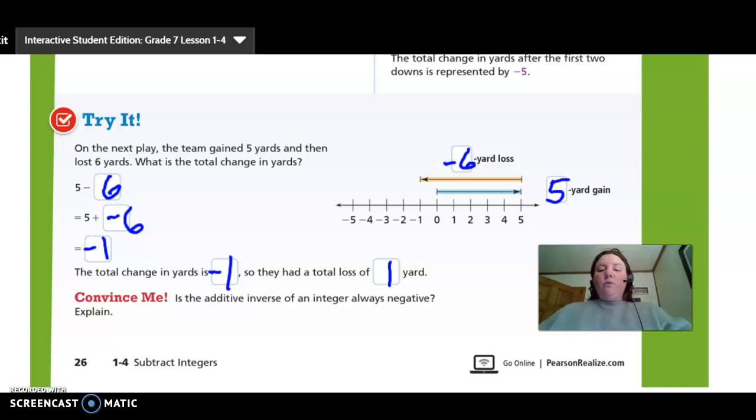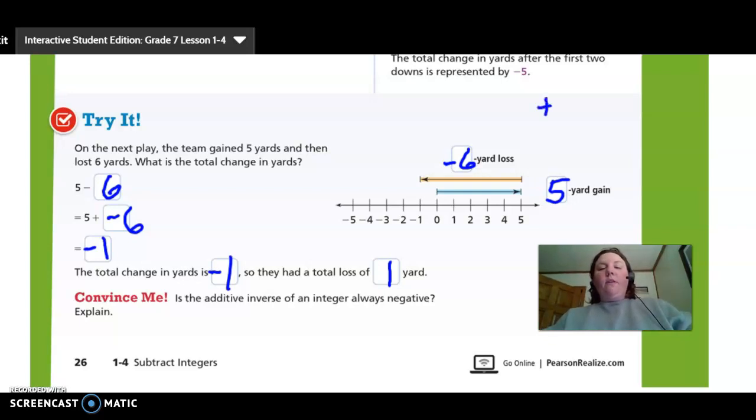So again, we're using that keep change. We're recognizing that we can think of minus as the same as adding a negative. We're using this idea of opposites and additive inverses when we connect to this number line. So we're looking at the direction. First, I'm headed in the positive direction, and then I go the opposite direction further back.